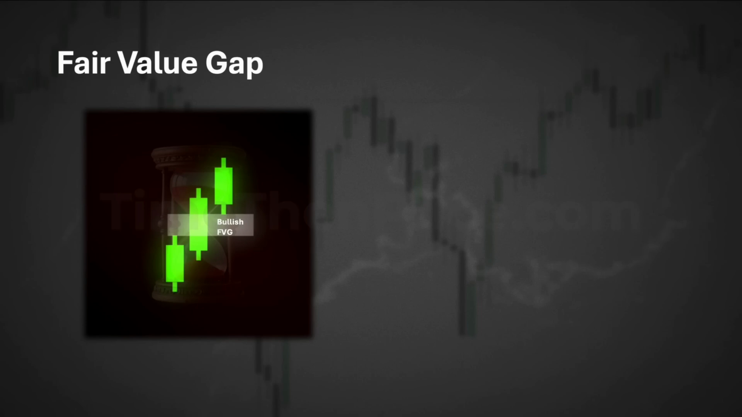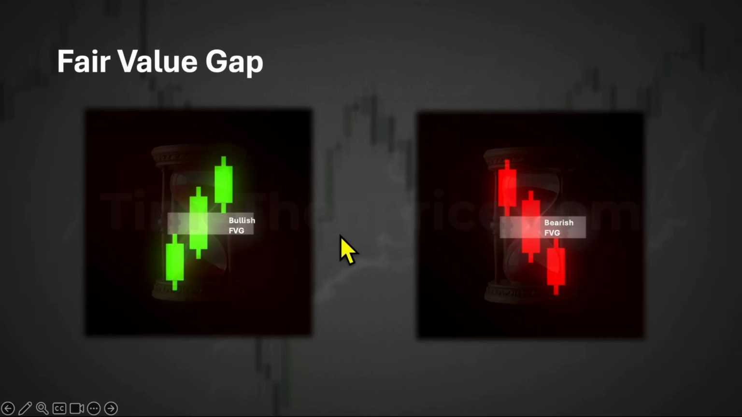But that's a topic for another time later during the mentorship. For now, this is what a bullish fair value gap looks like, where you can see that there's a difference between the first candle's high and the third candle's low. Here you can see that I've also added the bearish fair value gap schematic on the right. The bearish fair value gap is exactly the opposite of the bullish fair value gap on the left.